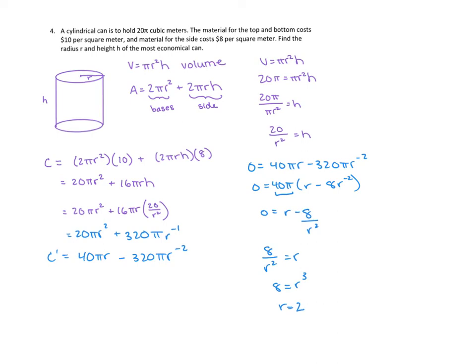Now we have a solution to work with. Let's look back and see what they're asking us for. Find the radius r and height h. We have the radius is 2. If the radius is 2 and we knew way back here that the height was 20 over r squared, r is 2, h is 20 over 4 for r squared, so h is going to be 5. And let's look at our units. Everything in the problem is done in meters, so I would say 2 meters and 5 meters.